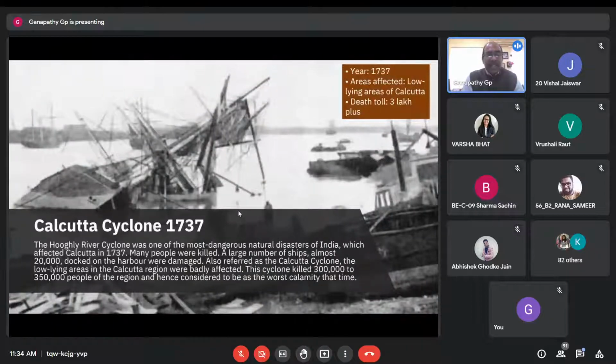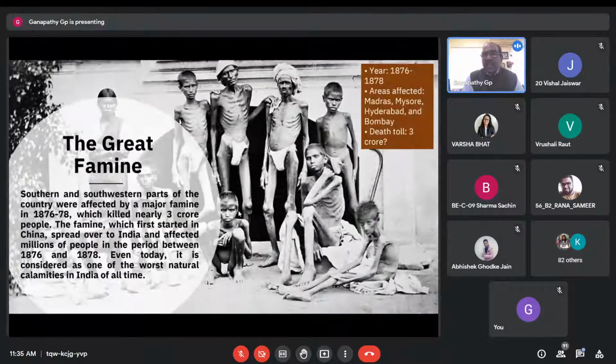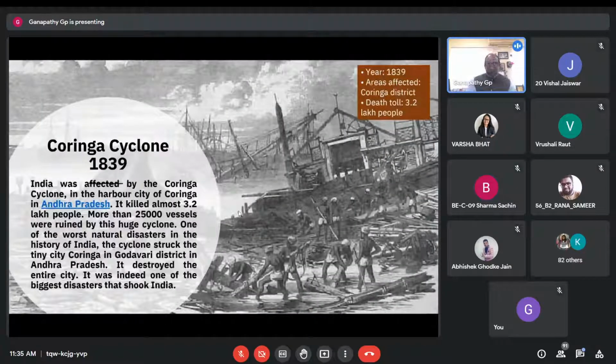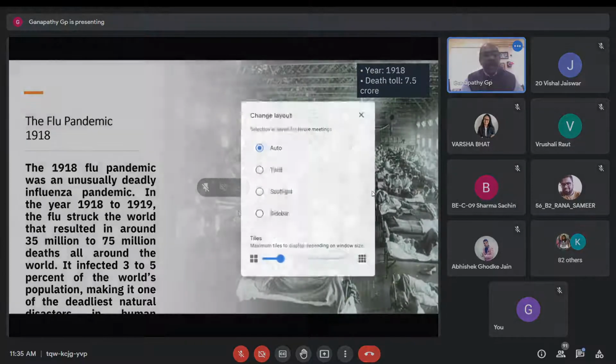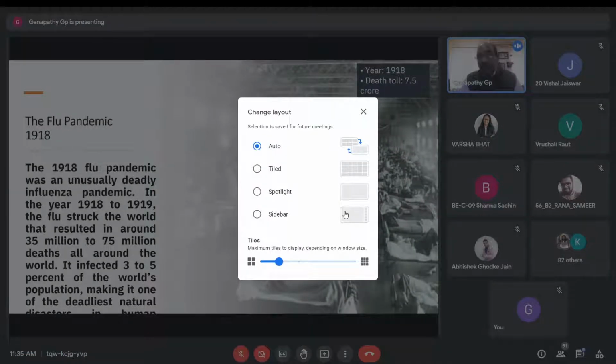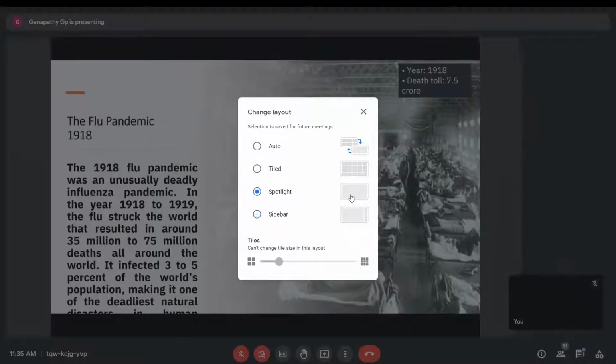This is the 1737 Calcutta cyclone, where 3 lakh people died. This is the Great Famine between 1876 and 1878. The whole south of India got affected, and part of Mumbai too. The death toll during that time was around 3 crore. This is the Kuringa cyclone in Andhra Pradesh, where again 3.2 lakh people died. This is the 1918 flu pandemic, where 7.5 crore people died.